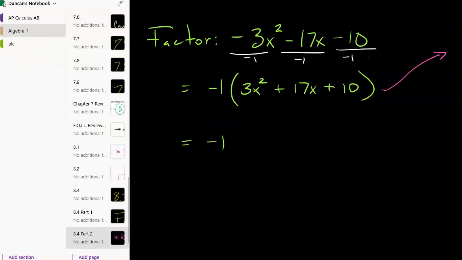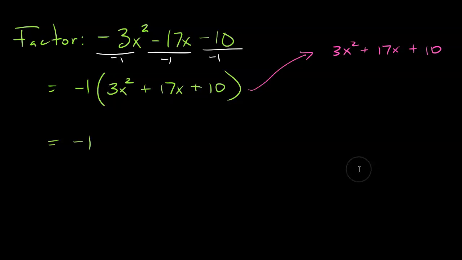Okay, so first step is to multiply the outer numbers. So we are going to multiply 3 and 10, and we get positive 30. Okay? Once we multiply the outside two numbers, we want to find the factors of 30.